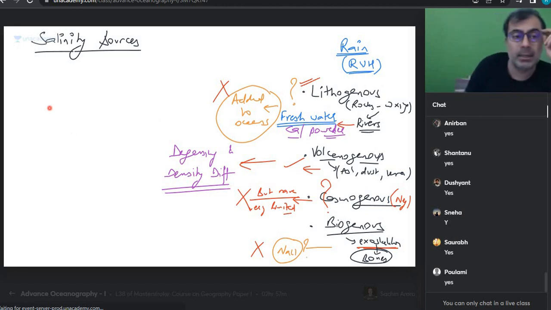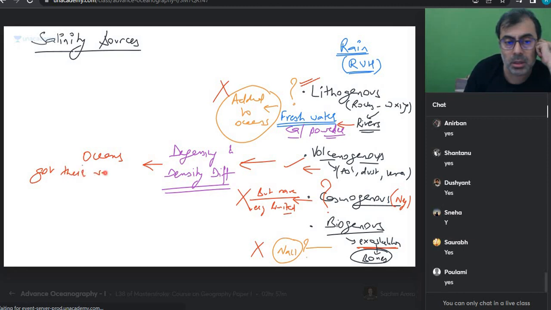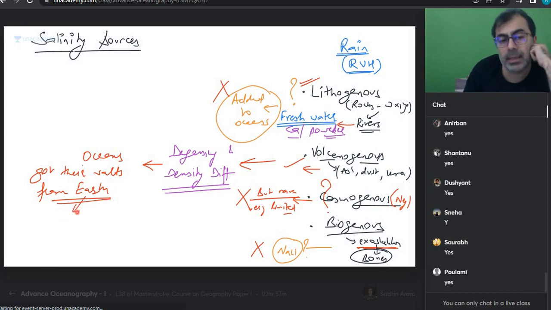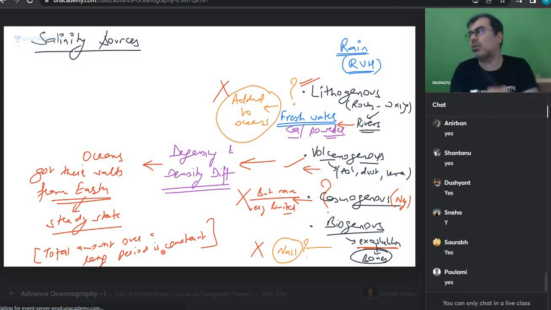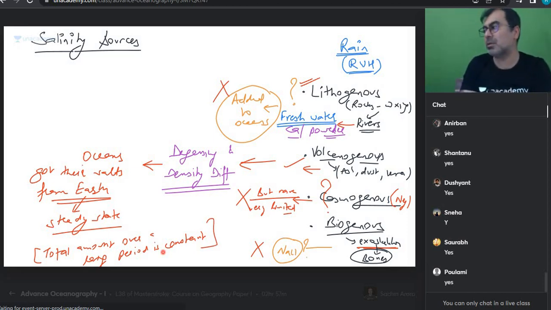So they are saying that oceans got their salts from Earth itself, and it is in a steady state. Steady state means total amount over a long period is constant. Total amount over a long period stays constant. Is everyone with me on this? Over a long period, it stays constant. Done.